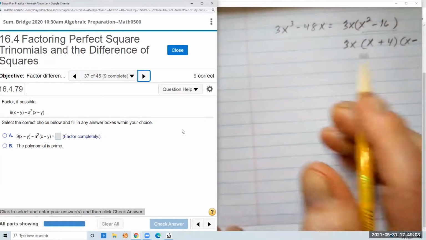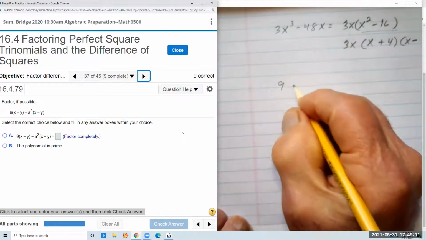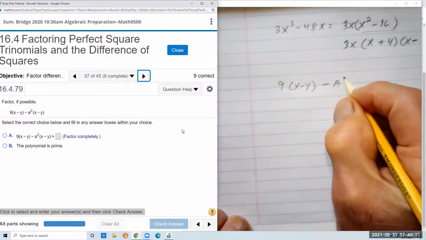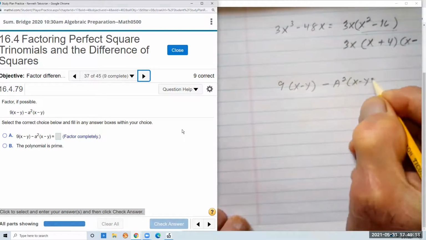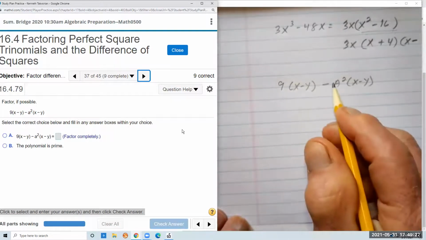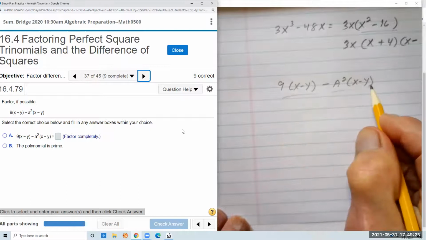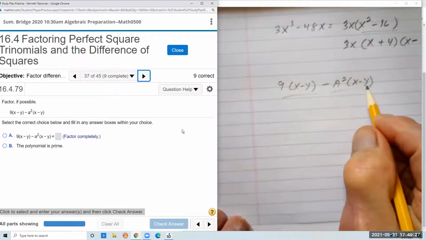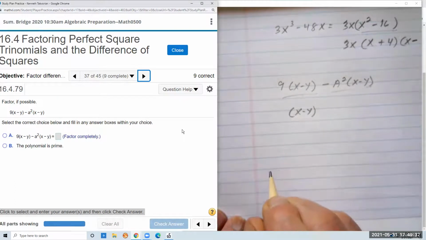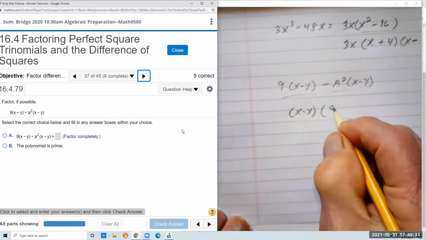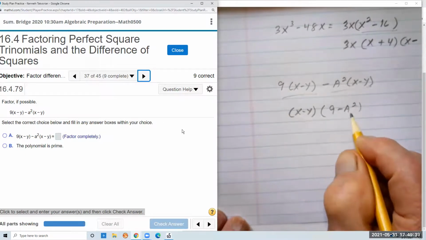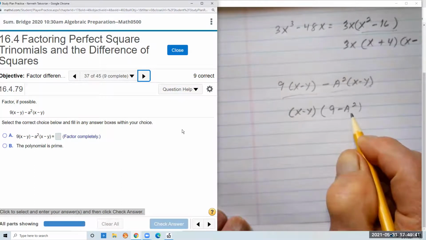Let's see, we were asked to factor this. We have 9 times the quantity x minus y, minus a squared times x minus y. I don't want to multiply out, that's going backwards, but I do see that we have two terms, and there's a common factor within both terms, which is the quantity x minus y. That is the common factor. What is left is 9 minus a squared. But we notice that this factor can refactor again as the difference of two squares.